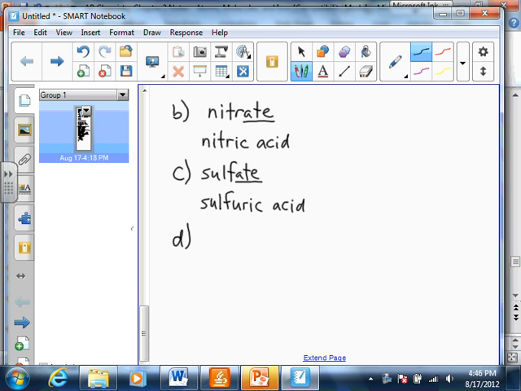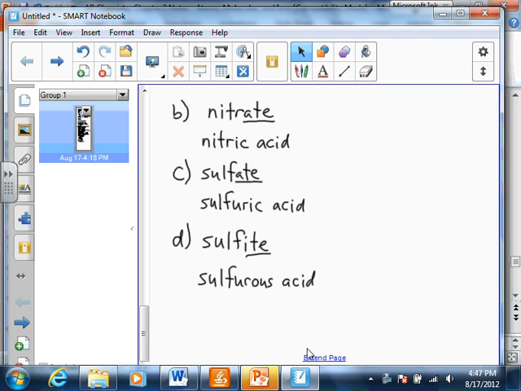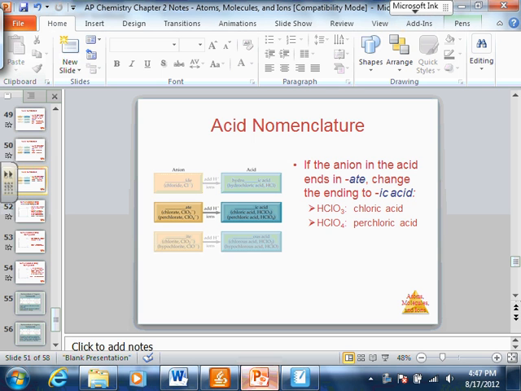And then D here, H2SO3. If SO4 is sulfate, SO3 is going to be sulfite. So we're going to call this sulfurous acid. That's how we name the acids. Not too difficult, although it seemed that way last year, I know.